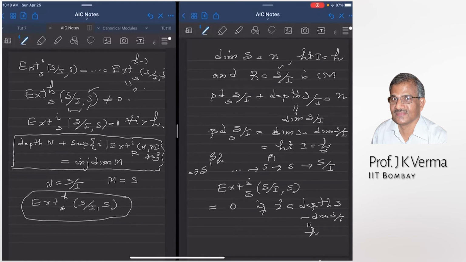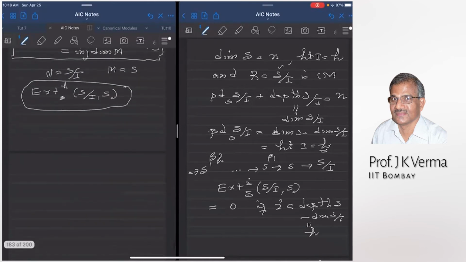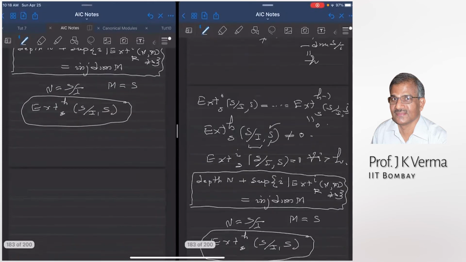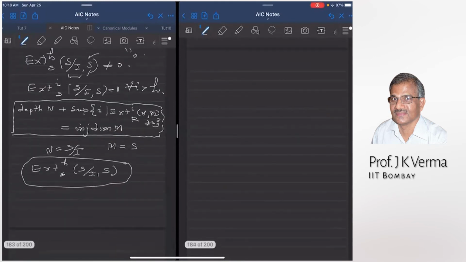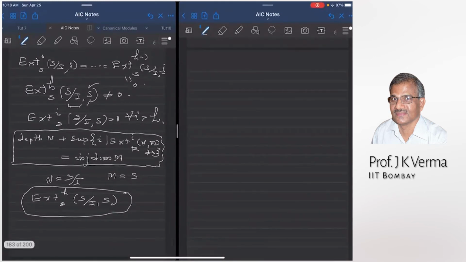So now look at the resolution. We have a projective resolution, a minimal free resolution, of S mod I. So 0 to S^(beta H), the length of the resolution is H. So I have this Betti number beta H, then S^(beta H-1), then S to S mod I to 0. So this is the only non-vanishing Ext.